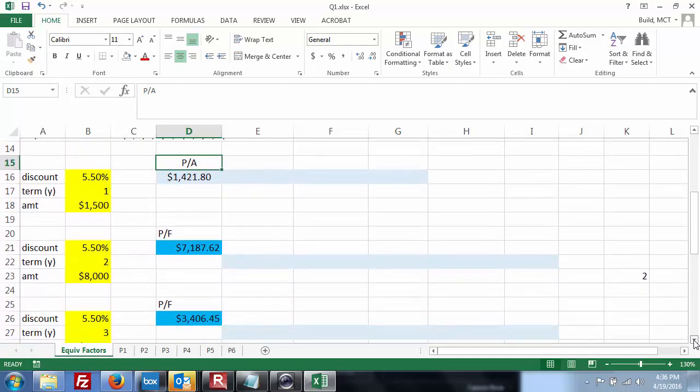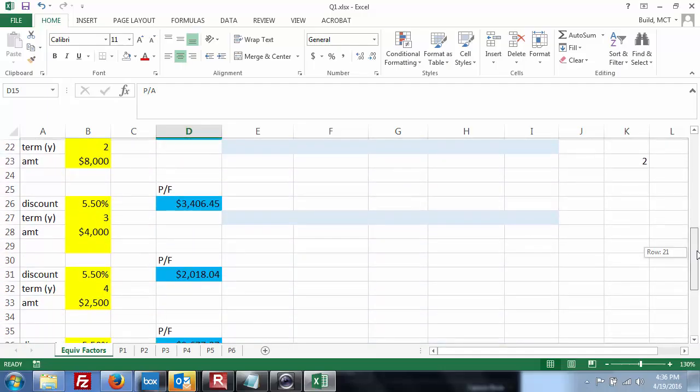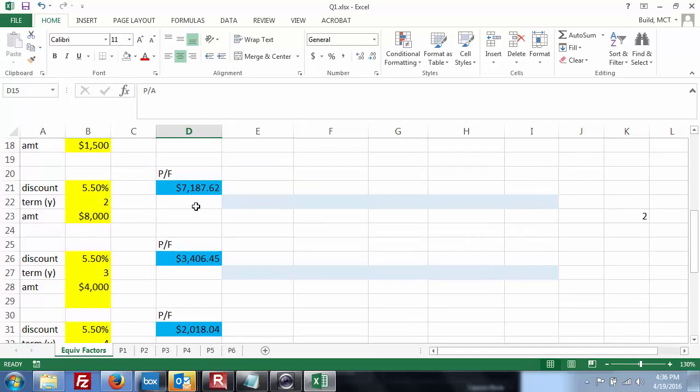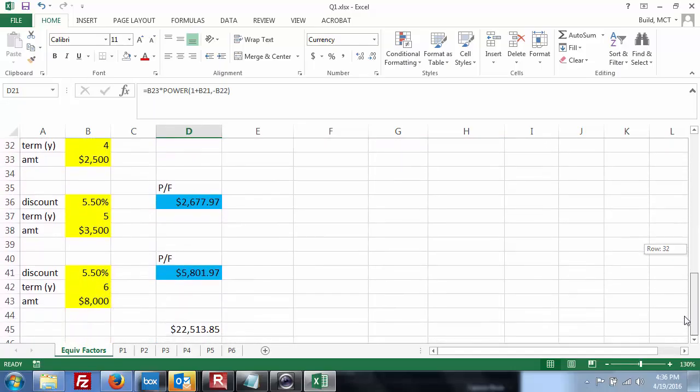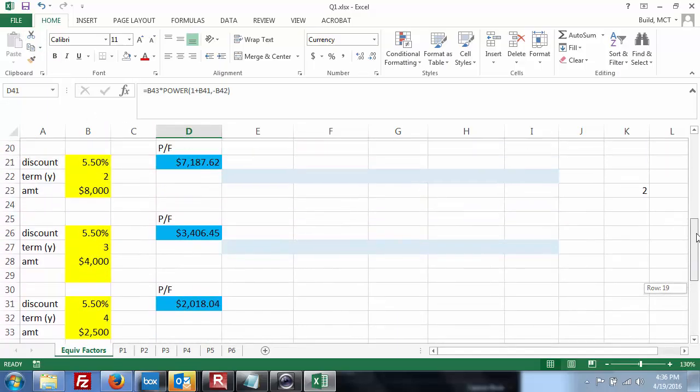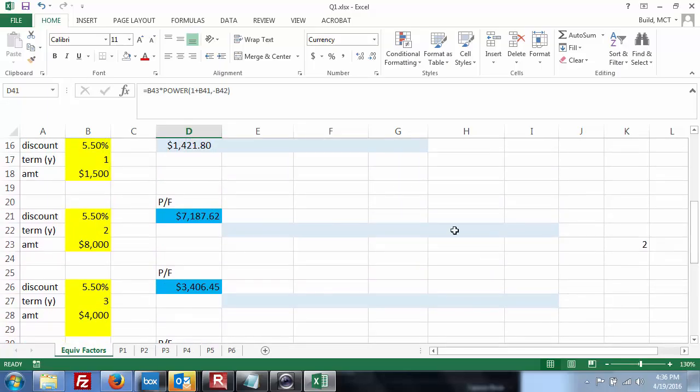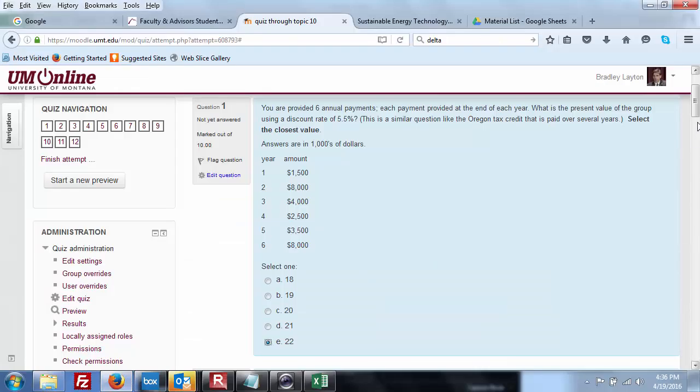Okay. And you can see that this $8,000 problem for 2 years has a present value of 7,200. But if you run it for 6, it's got a value of 5,800. All right, I like that one. Your 2-year one? 2-year came out with 7187. All right, that was fun. Question 1, check.